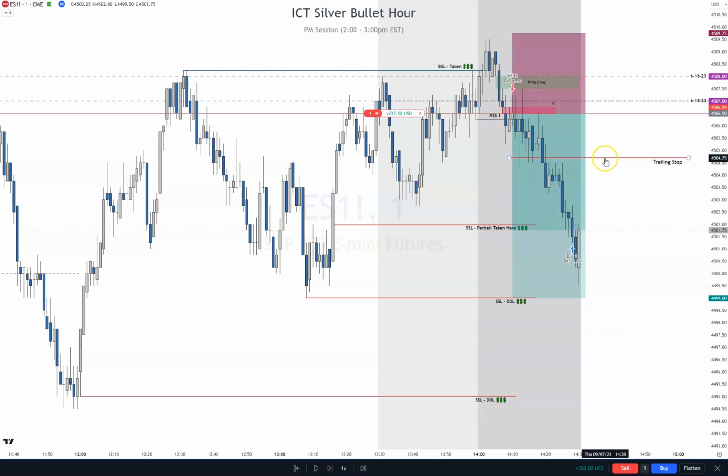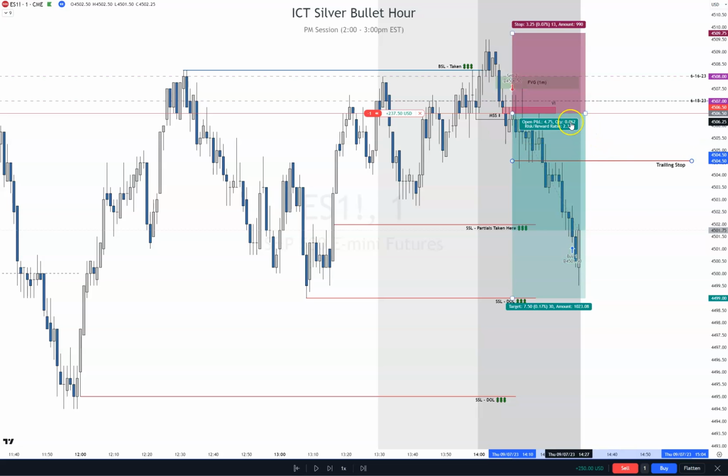If I wasn't to have a trailing drawdown like on my live account, I would have just left it here, and then as it came down, maybe move it down later on, but I probably would have just left it there to give it room to play out.